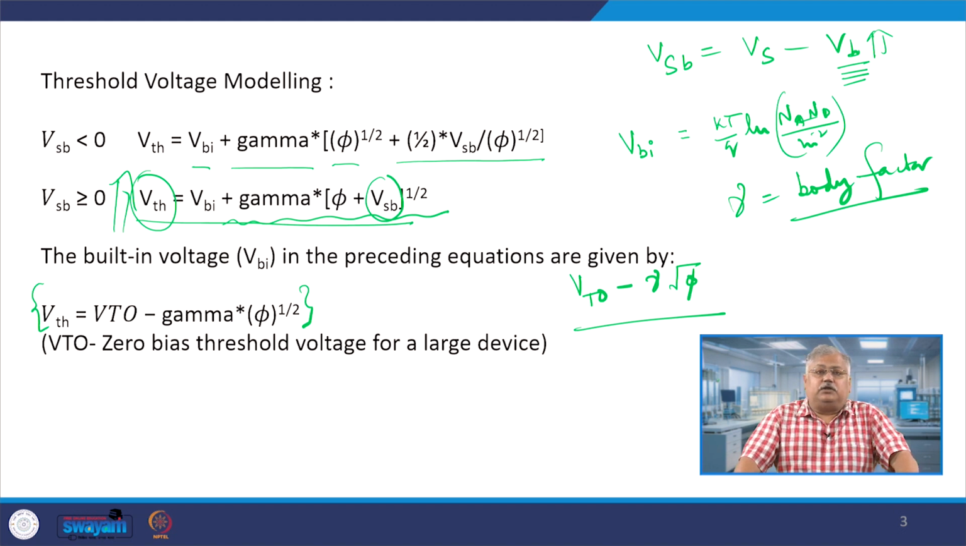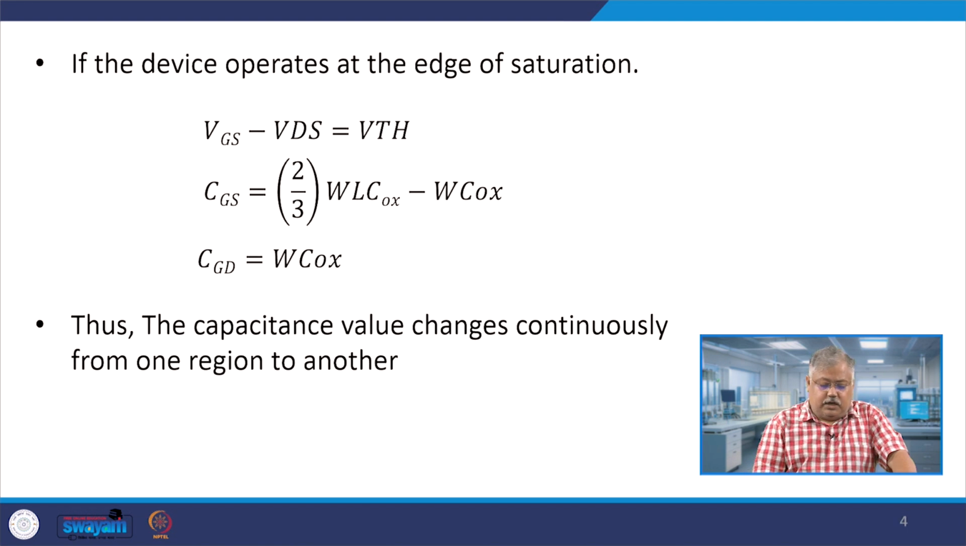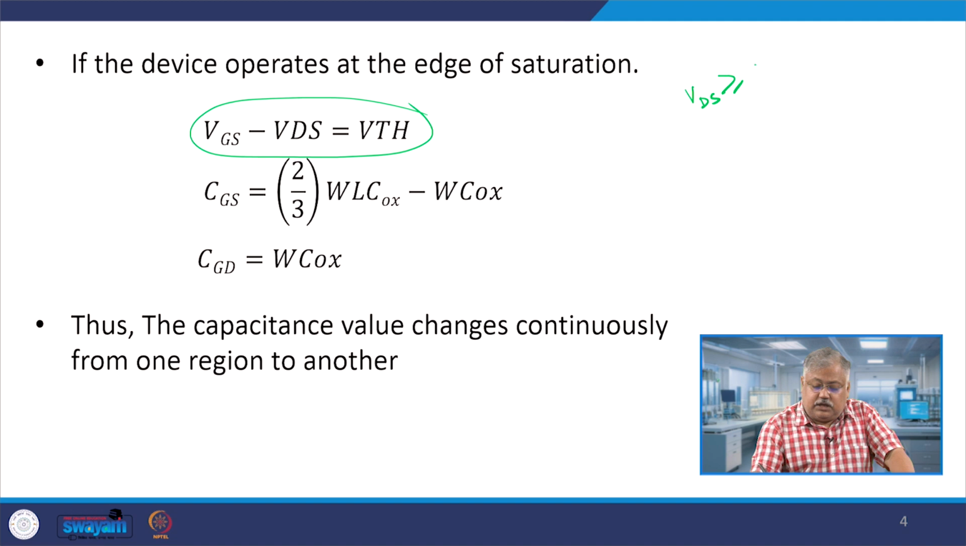VT0 is basically the zero bias threshold voltage for a large device. So, we are all assuming the gradual channel approximation, and therefore my channel lengths are relatively very large. Now, if the device is operating at the edge of saturation, then the level 1 model assumes that VGS minus VTH equals VDS. Remember, what was the condition for this? This was the condition, right?